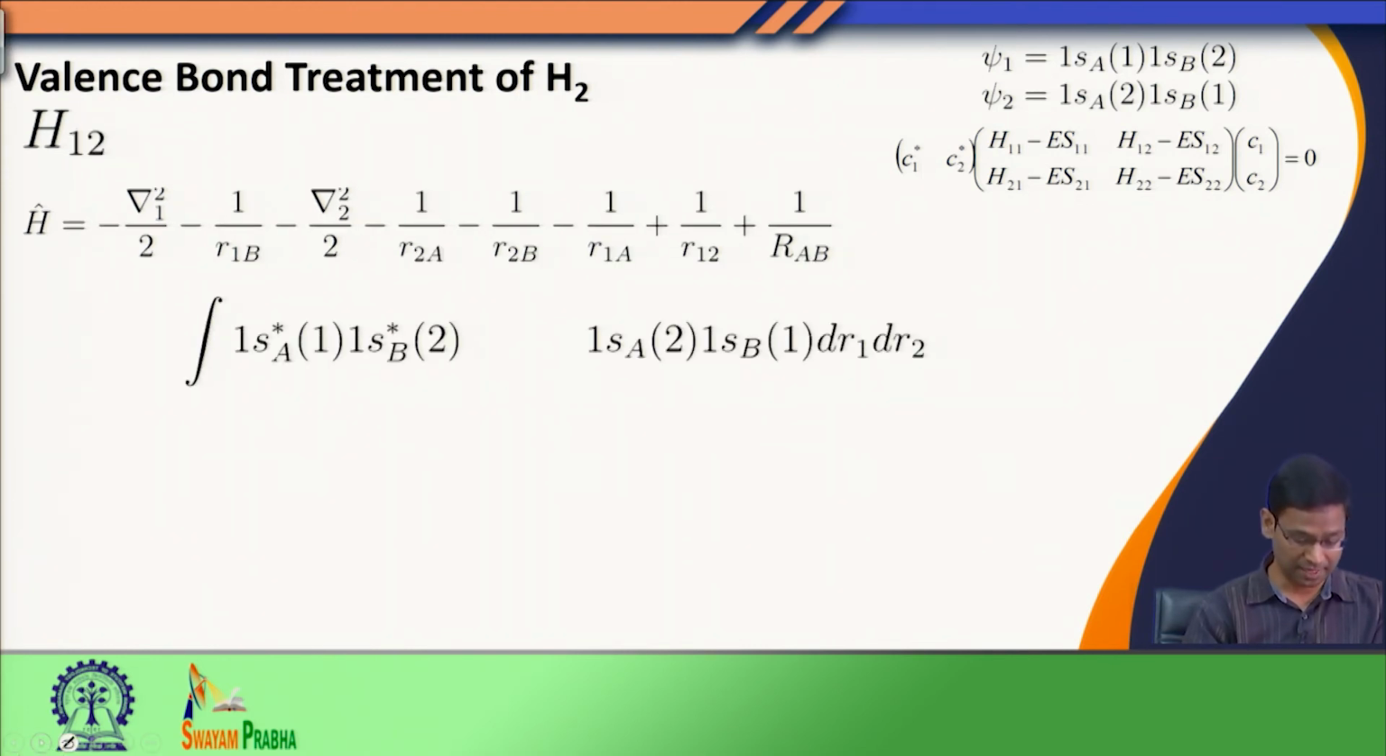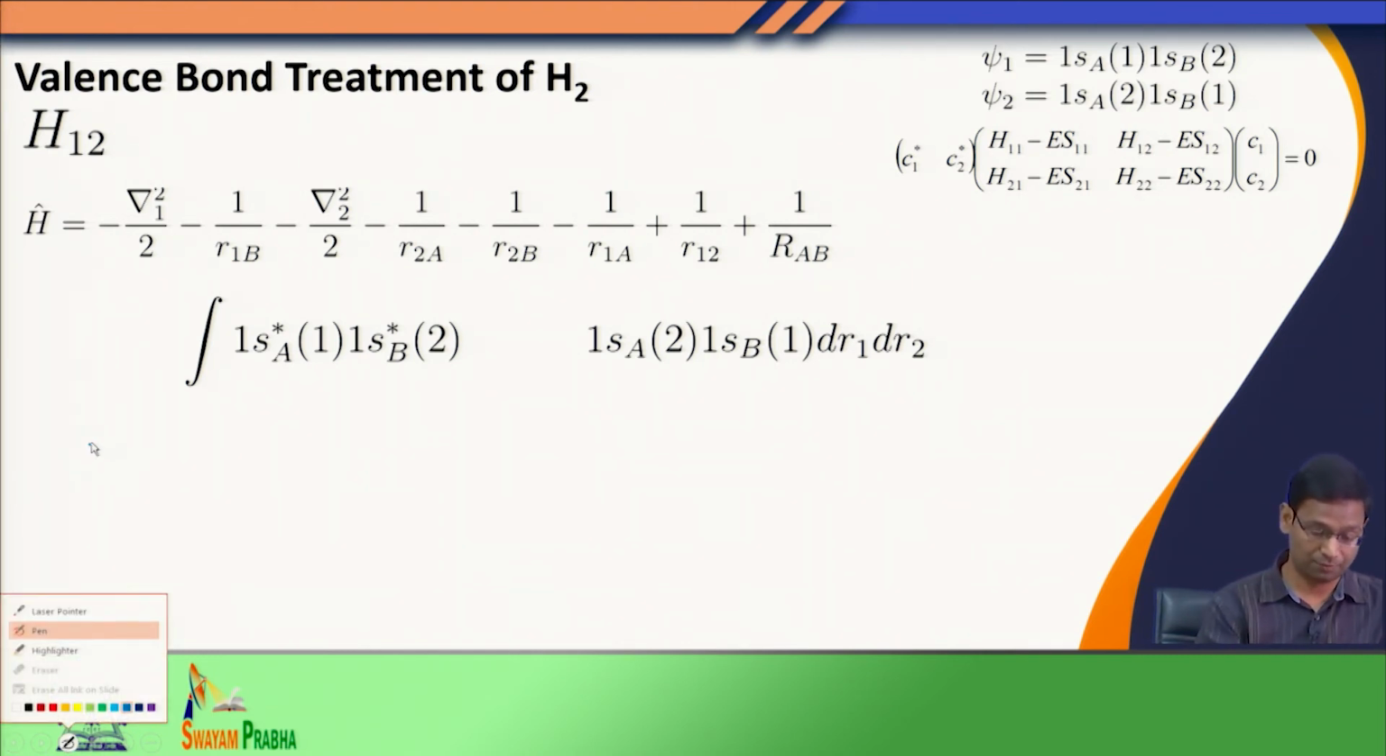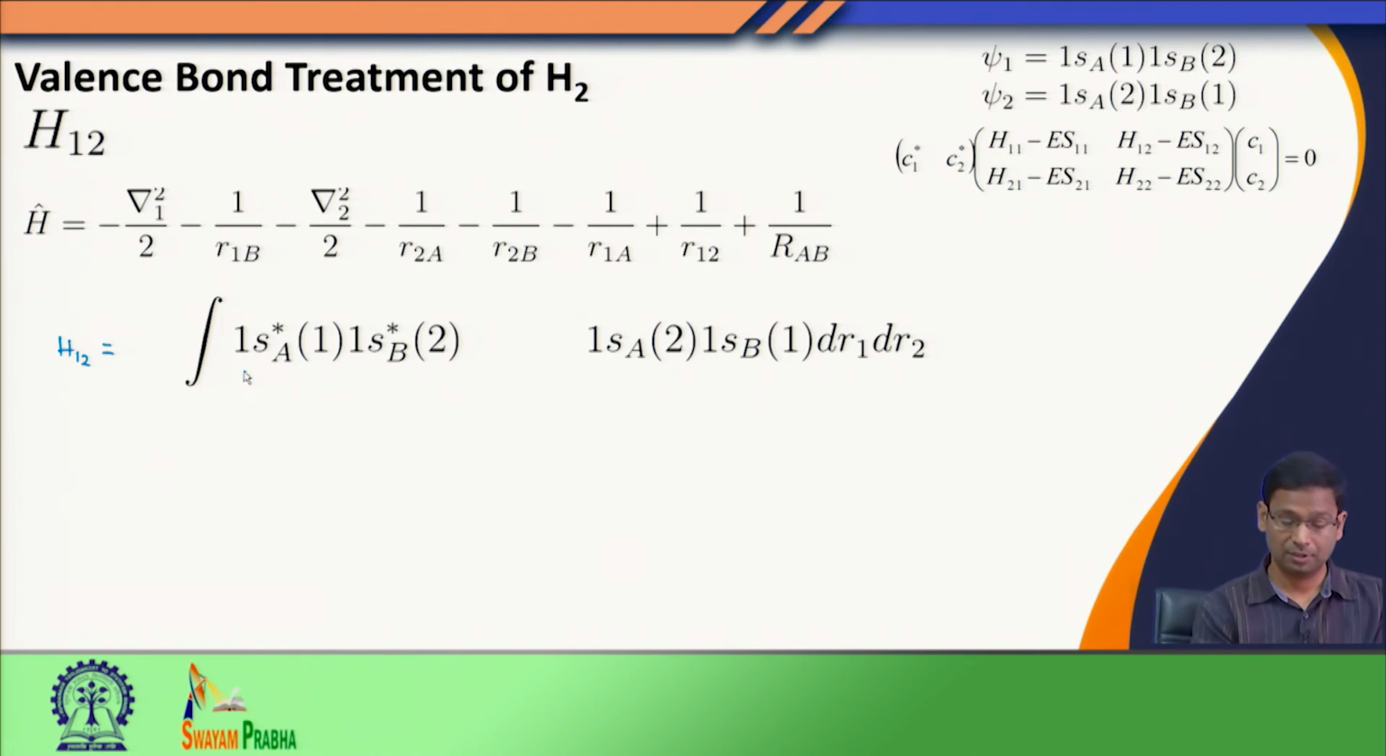When we look at the H12 term, we have psi 1 star. So, H12 is simply psi 1 star, the Hamiltonian, psi 2, and integrate it over all space. So, psi 1 is given, psi 2 is given. So, we have to find psi 1 star Hamiltonian psi 2, and this is the Hamiltonian. So, my psi 1 star here, psi 2 here.